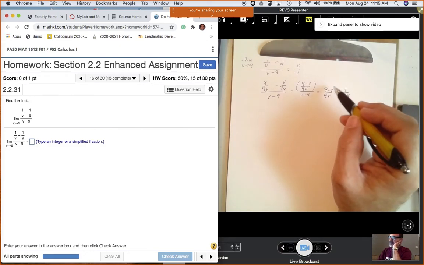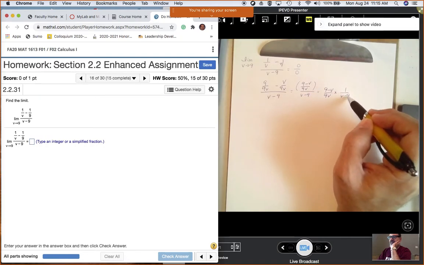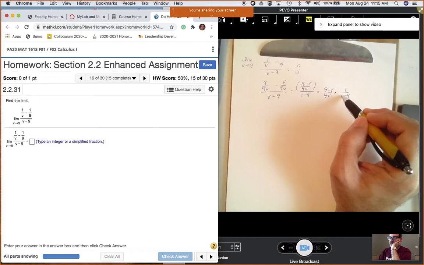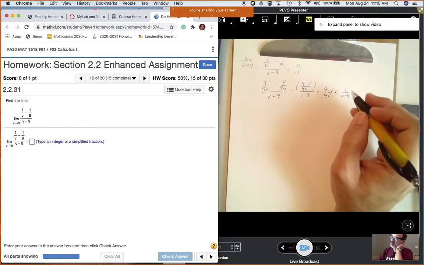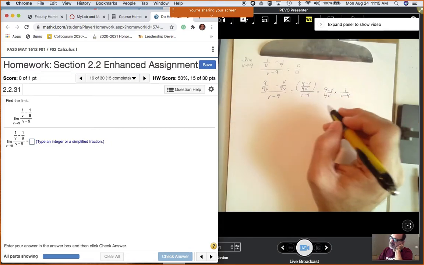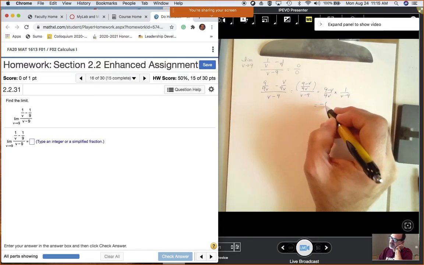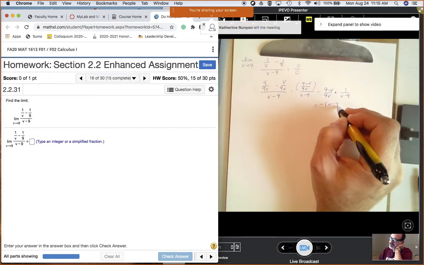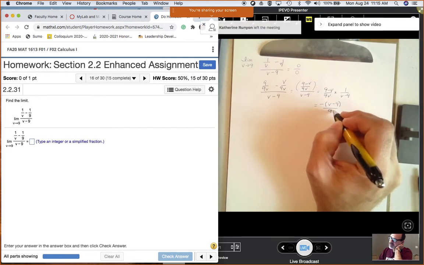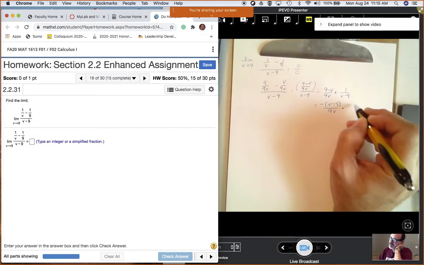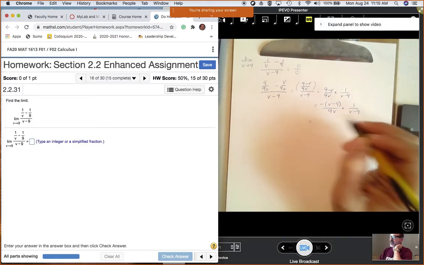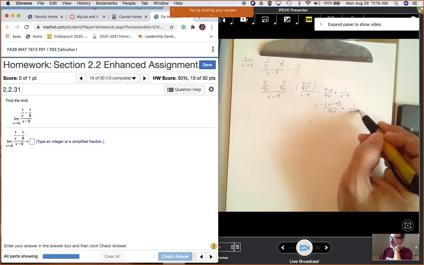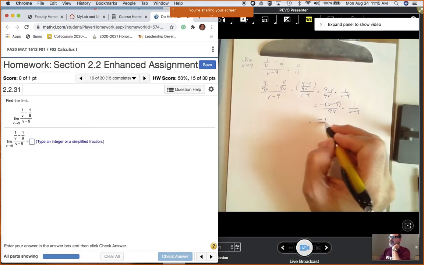This is a positive 9, that's a negative 9. That's a negative v, this one's a positive v. So if I pull a negative sign out and swap the order, I can write this as the negative of v minus 9 over 9v times 1 over v minus 9. Then I can cancel my v minus 9s and I get negative 1 over 9v.